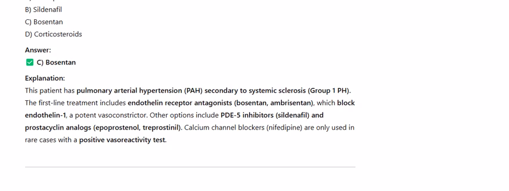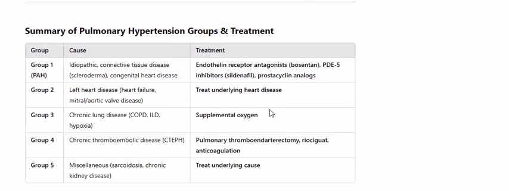Summary of pulmonary hypertension groups and treatment. Cause, treatment. Group 1, PAH: idiopathic, connective tissue disease, scleroderma, congenital heart disease. Treatment: endothelin receptor antagonists, bosentan, PDE5 inhibitors, sildenafil, prostacyclin analogs. Group 2, left heart disease: heart failure, mitral or aortic valve disease.